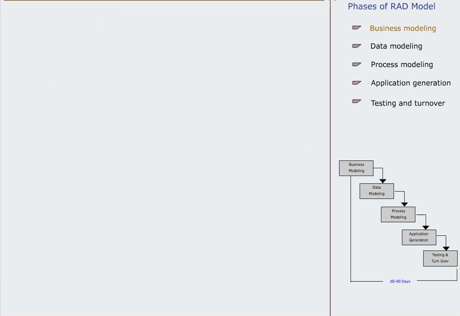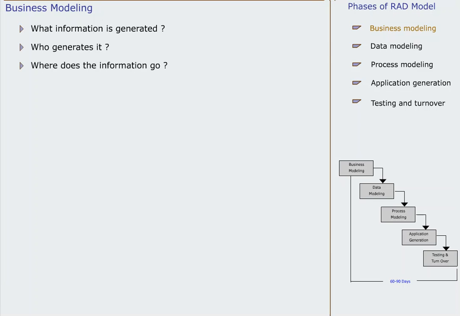Business modeling. Information flow between business functions is modeled to answer the following fundamental questions. What information is generated? Who generates it? Where does the information go? Who processes it? What is the functionality of the system?